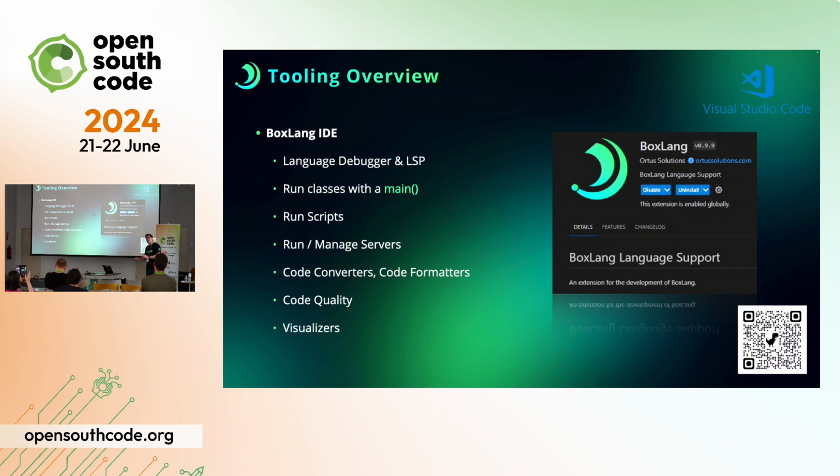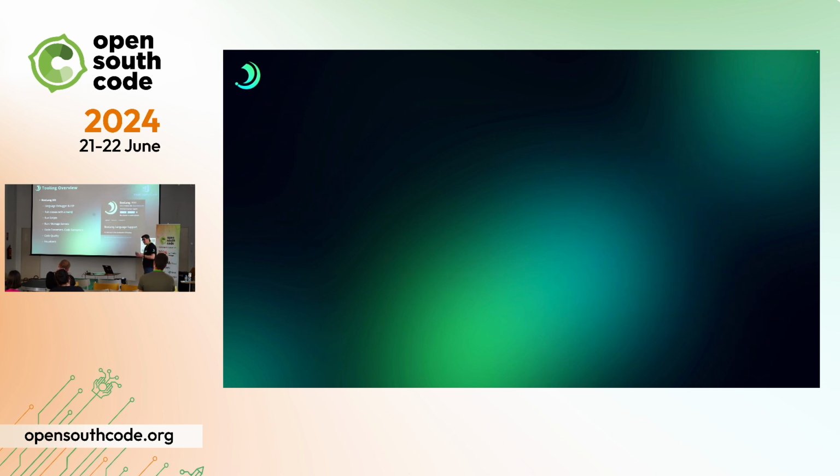The entire language server protocol that we've implemented is also implemented on BoxLang, so this is another runtime. The entire language is inside of the editor. You don't even have to install a language. If you install this, you have the language. You can run classes just like Java or Kotlin, like say main. You can run script files. We actually created a place for you to run and manage your servers, your mini servers. You have code converters and code formatters, and we're working a lot to create code quality tools and visualizers for you, especially for a dynamic language.